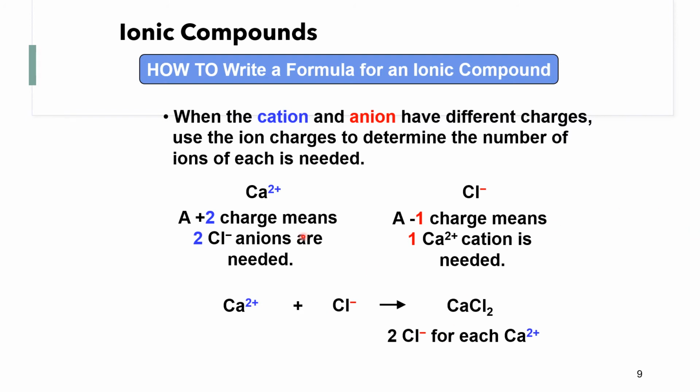So let's look at this again. Calcium has a +2, chlorine is -1. In order to balance out the charges, you're going to need 1 calcium and 2 chlorines. So you'll write it Cl and then 2 as that subscript. That means there's 2 of this particular atom in the formula.